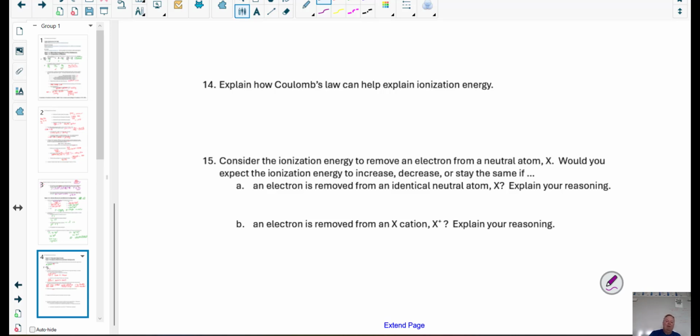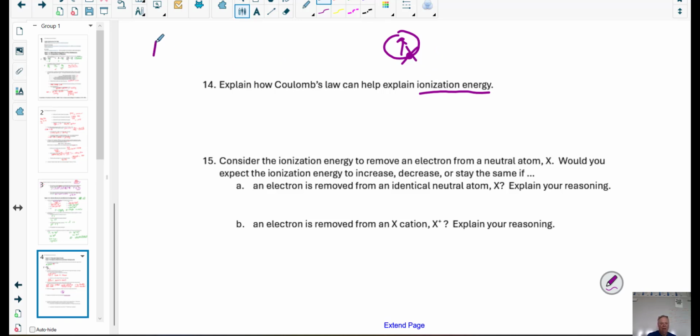All right, so now we're talking about how Coulomb's law can help explain ionization energy. Well, first let's discuss what ionization energy is. We know that's simply the energy to remove an electron. So we have an atom with an electron out here, and we want to take it away. That electron is being attracted to the nucleus, so there's some attraction to the nucleus, which is what holds it in place. So the further the electron is away, the less attraction.